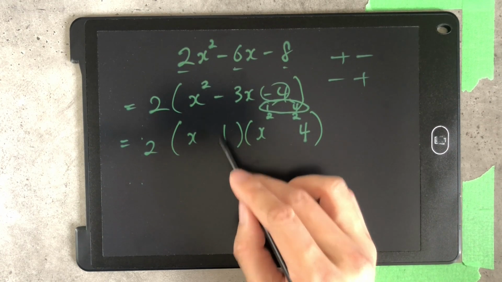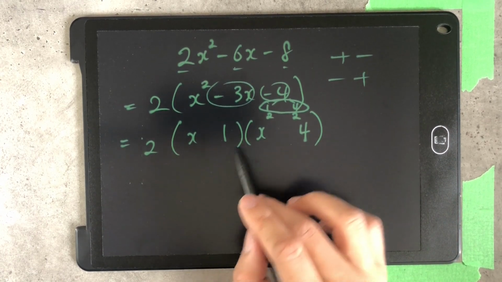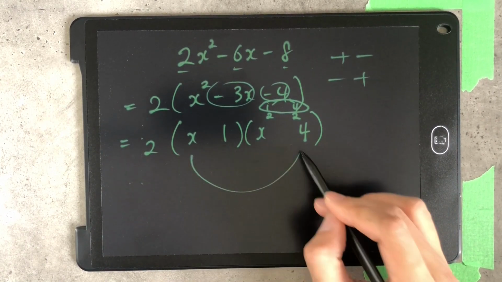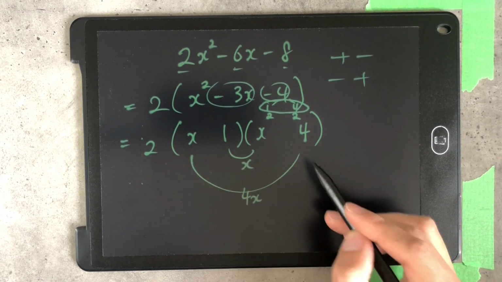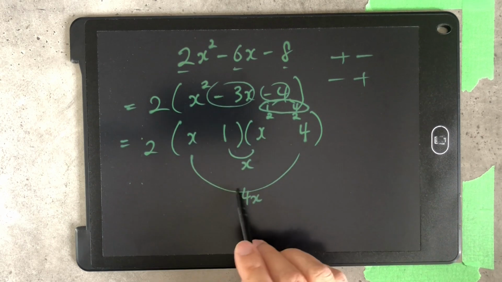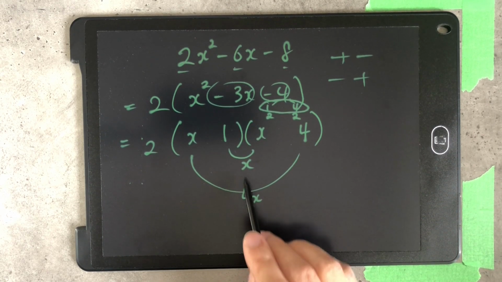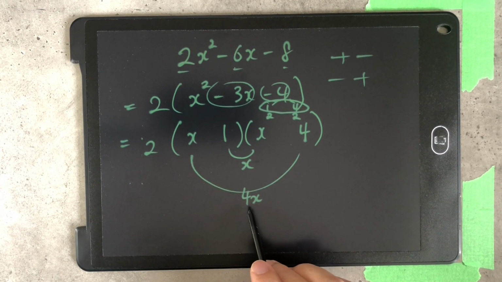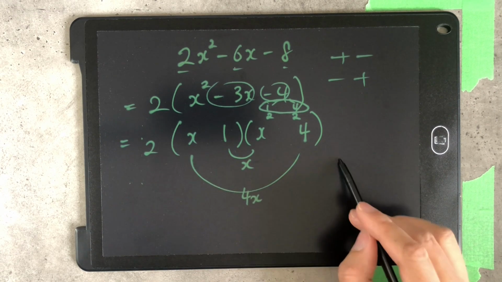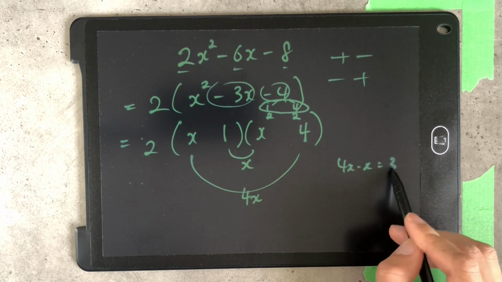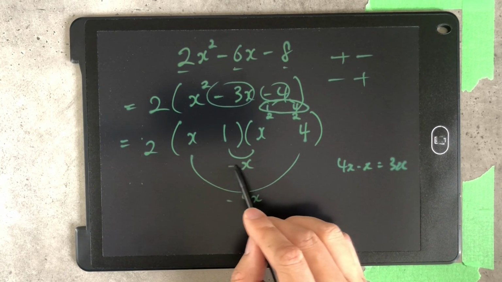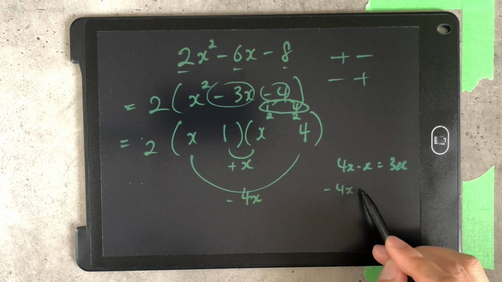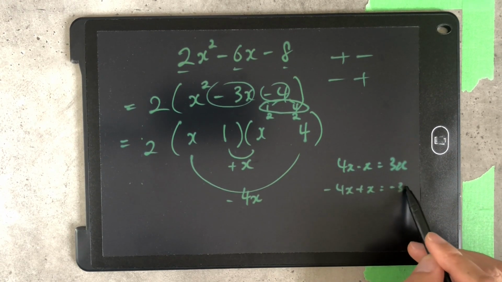And how we're going to find out which one is positive, which one is negative. So we notice if we multiply x by 4, we have 4x. 1 by x is x. We need, if 4x was positive, then x would be negative. So we have 4x minus x, and that is 3x. But we want a negative, so it must be this 4x is negative, the x is positive, so we have negative 4x plus x, and we get negative 3x.